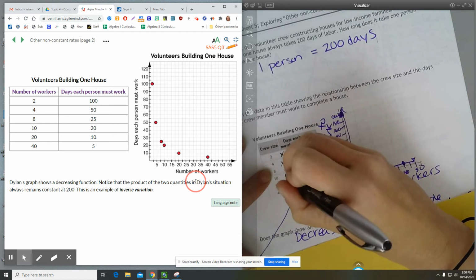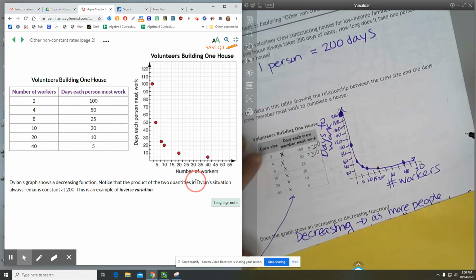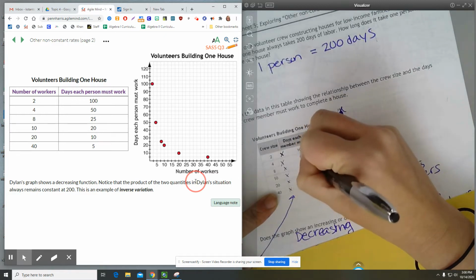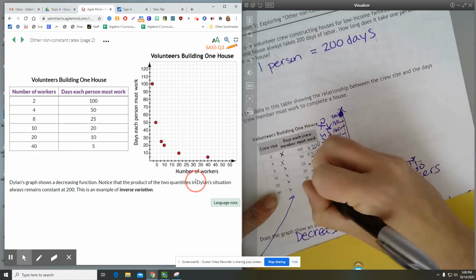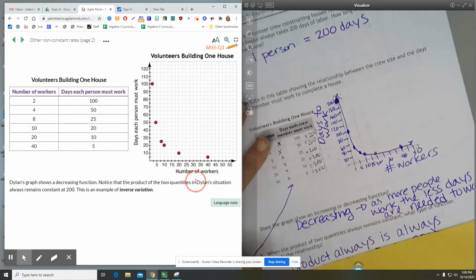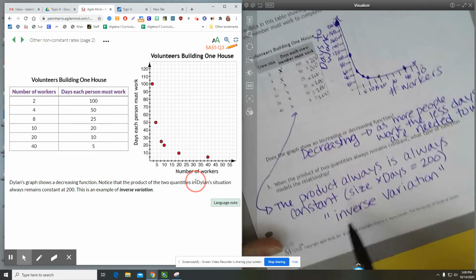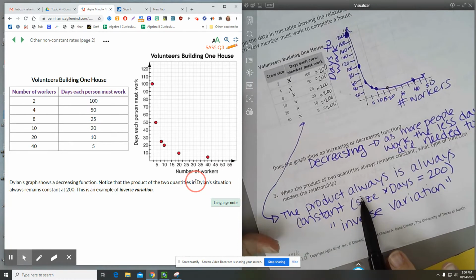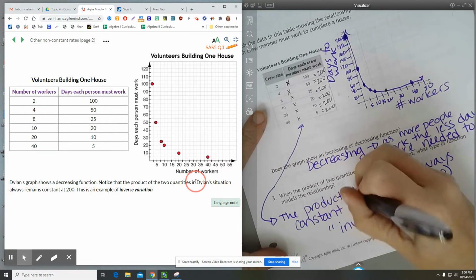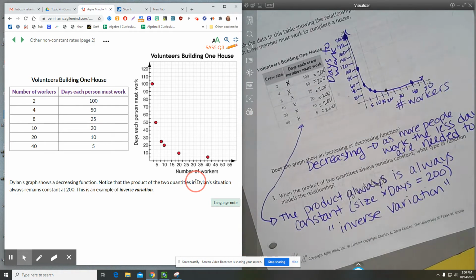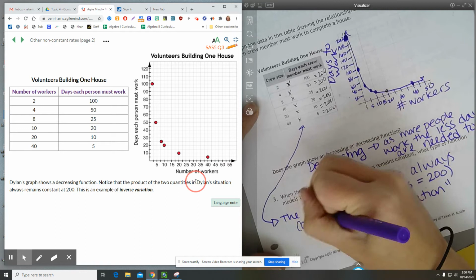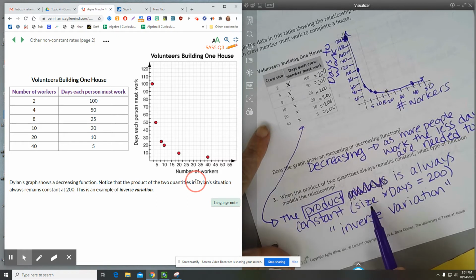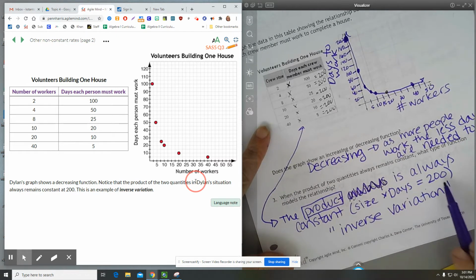If I do 4 people times 50 days working, again, that equals 200. What you'll notice for each of these, when you multiply them together, whether you're doing 2 and 100 or 40 and 5, it's always going to equal 200 days. So the thing I want us to note is the product. The product is always constant. If you remember, product means to multiply. In this case, the crew size times the number of days always equaled 200.